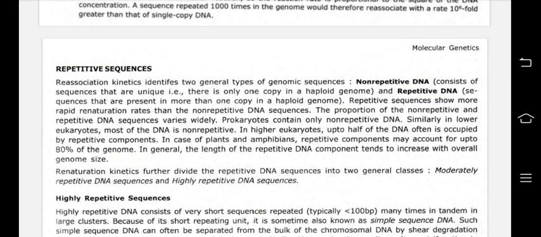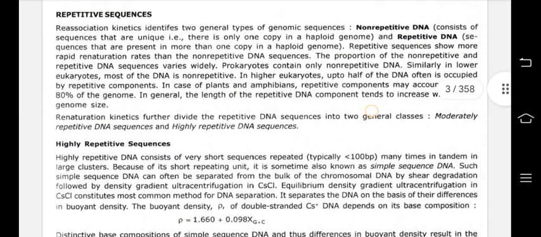The proportion of the non-repetitive and repetitive DNA sequences varies widely. Prokaryotes contain only non-repetitive DNA. Similarly, in lower eukaryotes, most of the DNA is non-repetitive. In higher eukaryotes, up to half of the DNA often is occupied by repetitive components. In the case of plants and amphibians, repetitive components may account for up to 80% of the genome. In general, the length of the repetitive DNA component tends to increase with overall genome size.